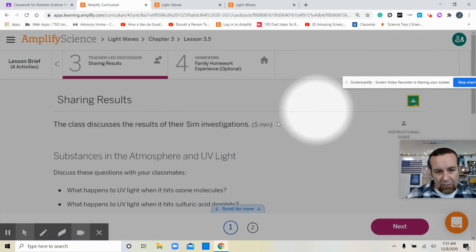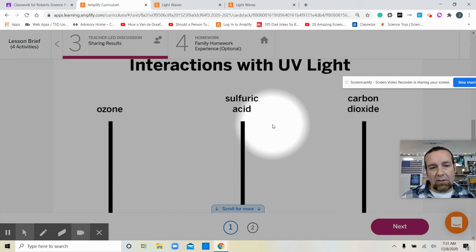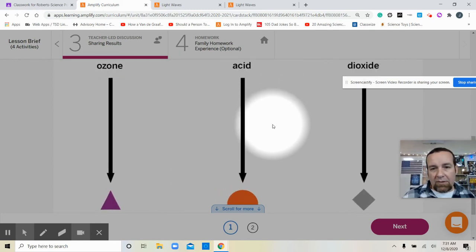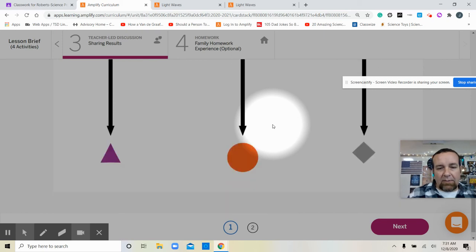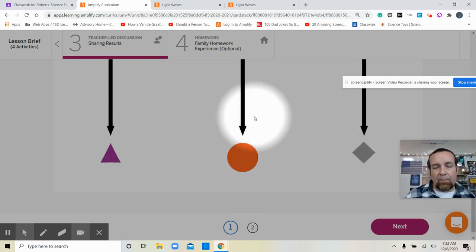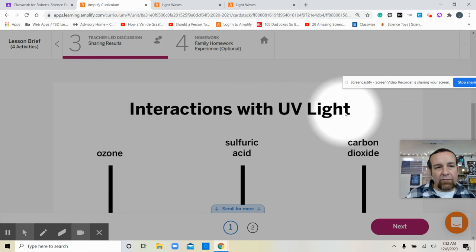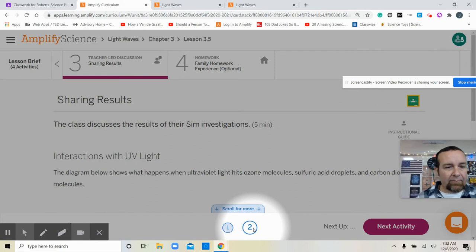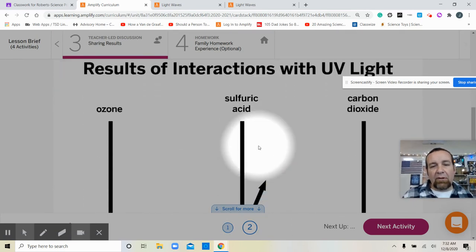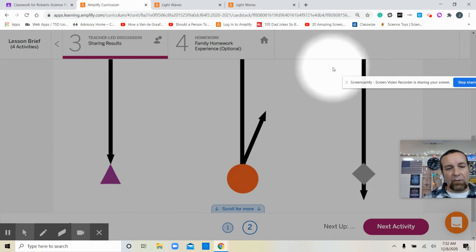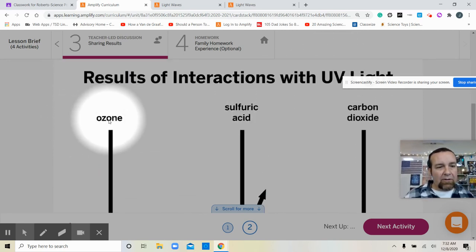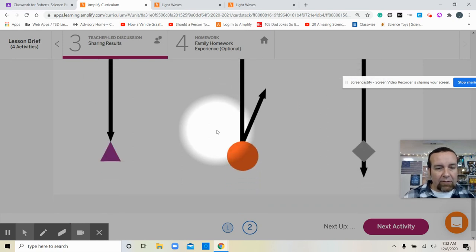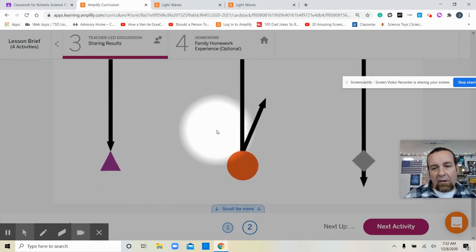Part 3. Friends, I'd like to go through our findings. If you look at this figure here, you'll see we've got ozone, we've got acid, and we've got carbon dioxide. That's what these little molecules here represent. And we've got ultraviolet light coming down, interacting with those 3 materials. What we've found between all 3 of our groups, depending on which one you were in, ozone, sulfuric acid, or carbon dioxide, here's our conclusions.